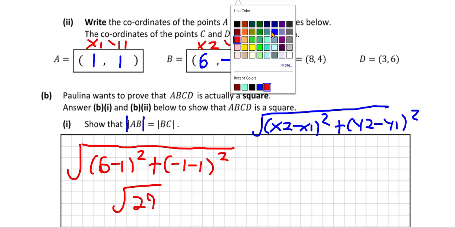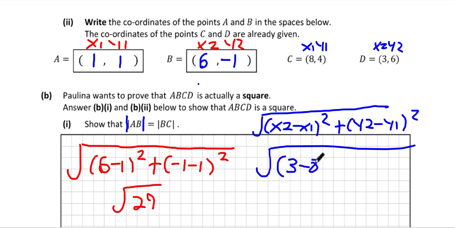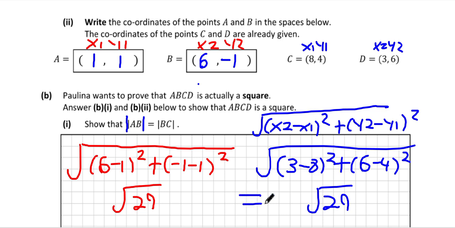And then for the blue one, which I'll do, the blue numbers are over here. You can be x1, y1. You can be x2, y2. You enter into the calculator. You go 3 take away 8 squared, 6 take away 4 squared. And once again, it's going to be square root of 29.